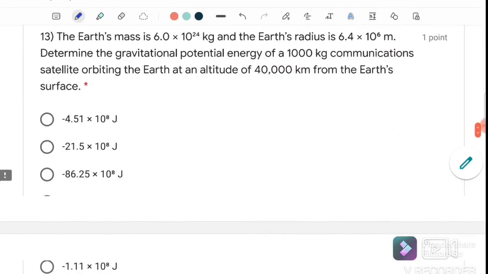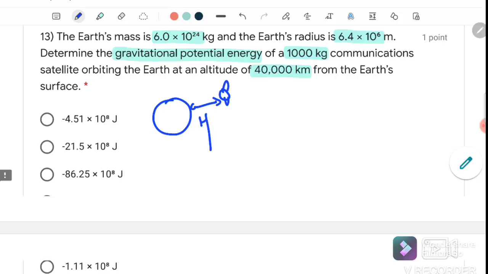Question number 13 is chapter 7, where the Earth has a mass of 6 exponent 24 and the radius is 6.4 exponent 6 meter. Determine the gravitational potential energy of a 1000 kg communication satellite orbiting the Earth at an altitude of 40,000 km from the Earth. So we want to find the gravitational potential energy. Here the satellite is at the altitude h, 40,000 km, so it's actually 4 exponent 7 meter. And remember, the radius we must take from the center of the planet, so later we must add the radius of the Earth.